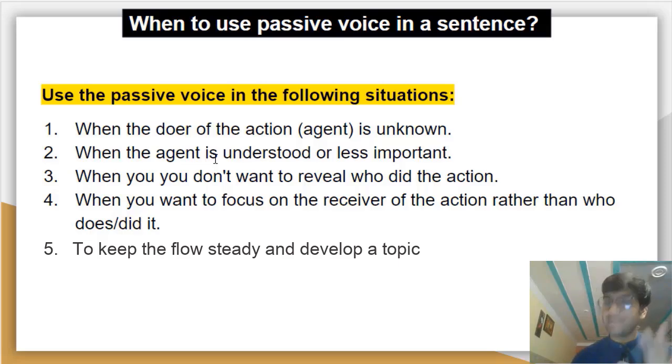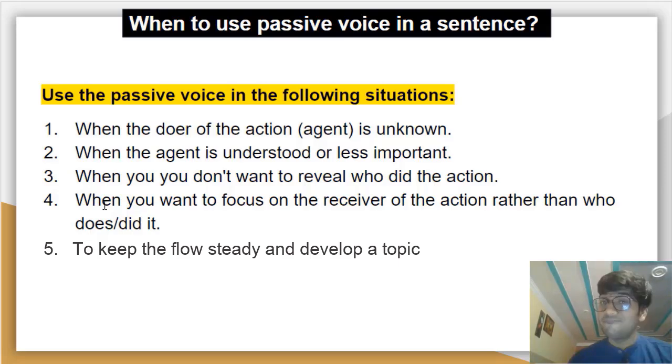Write the sentence in passive voice. Number three, when you do not want to reveal who did the action, you do not want to talk about the person, you want to keep the person anonymous. Keep it as a secret. Don't write the sentence in active voice, write the sentence in passive voice.